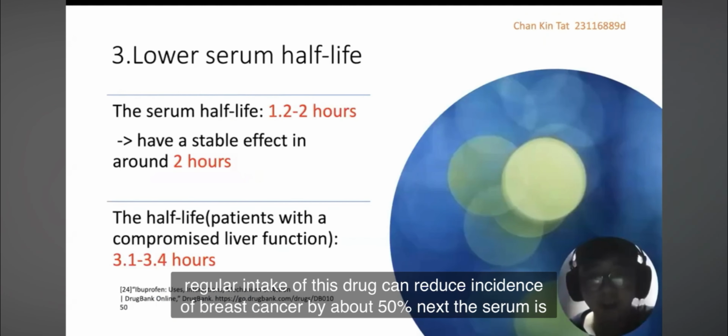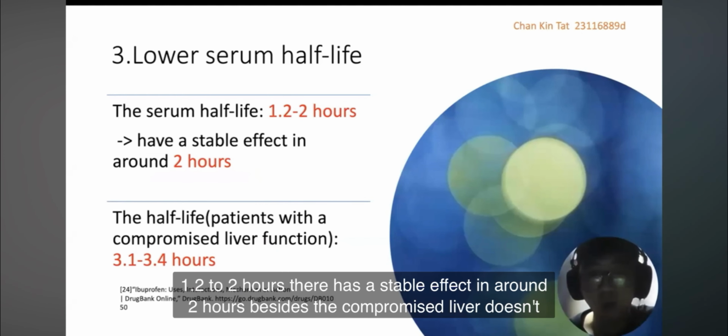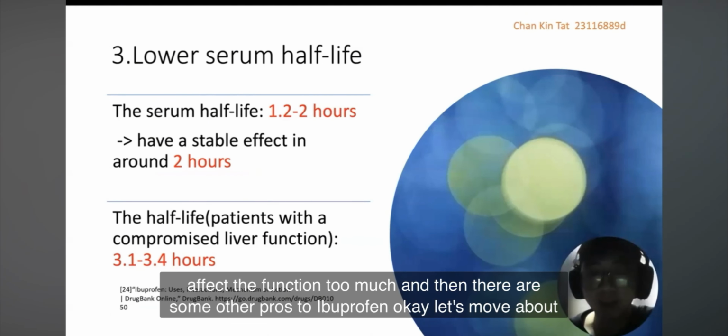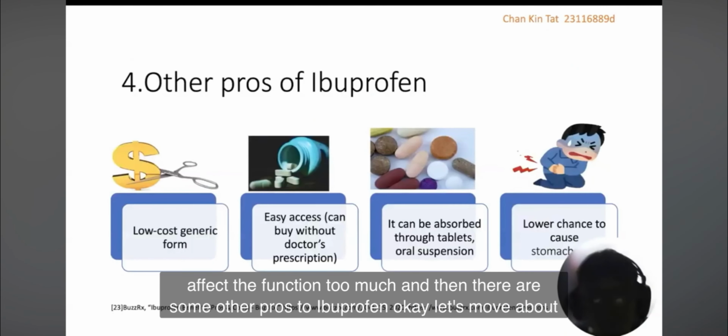Next, the serum half-life is 1.2 to 2 hours. There is a steady state in 1 to 2 hours. Besides, a compromised liver doesn't affect the function too much. And then there are some other points for ibuprofen.